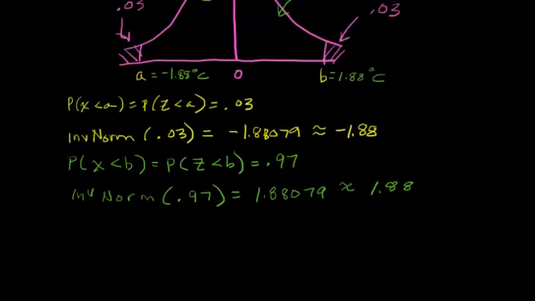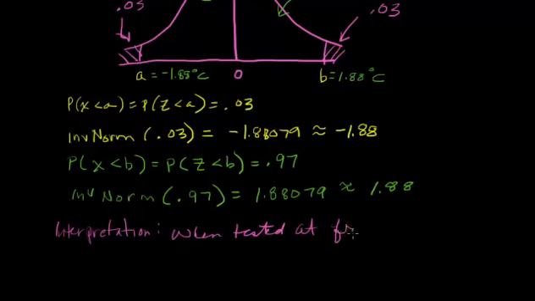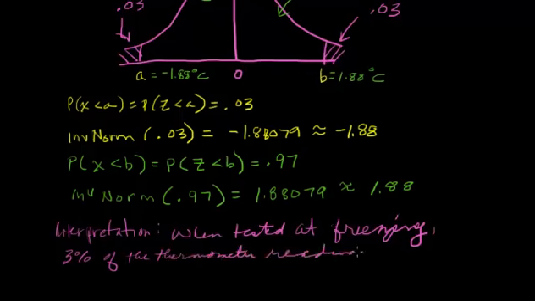So, our interpretation on this one: when tested at freezing, 3% of the thermometer readings would be less than negative 1.88 degrees Celsius, and 3% would be greater than positive 1.88 degrees Celsius.